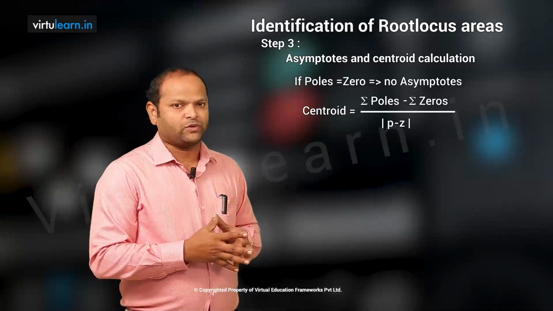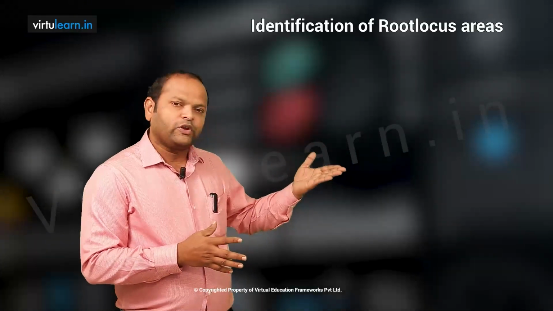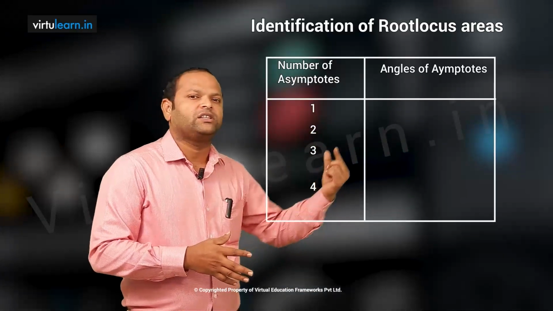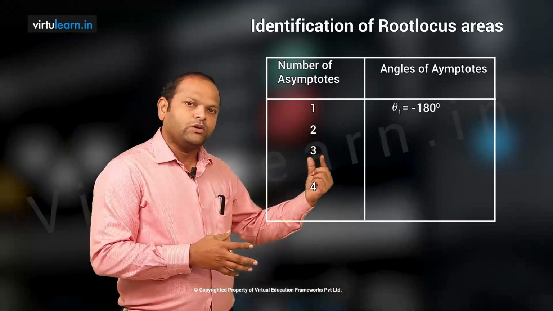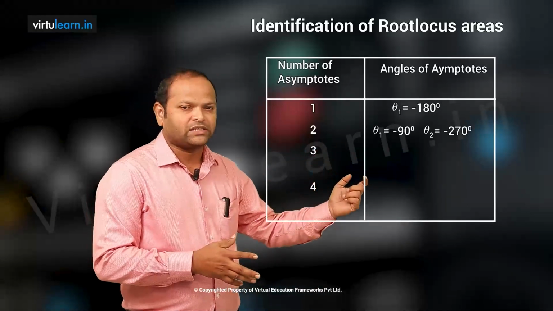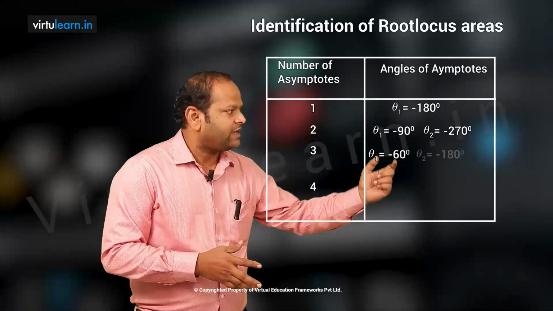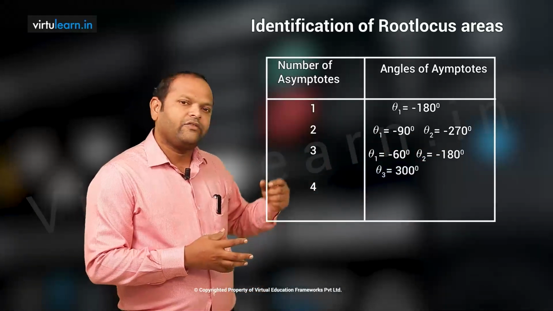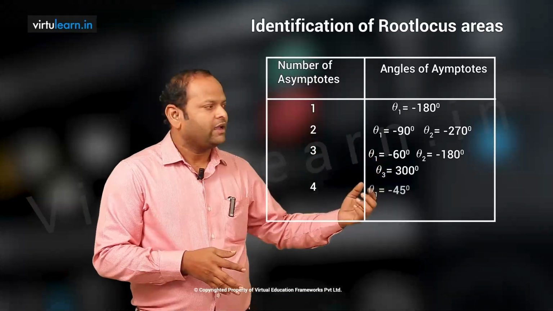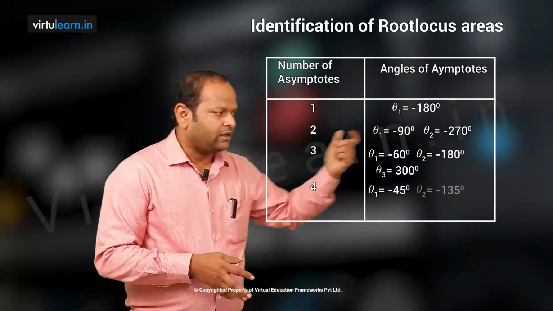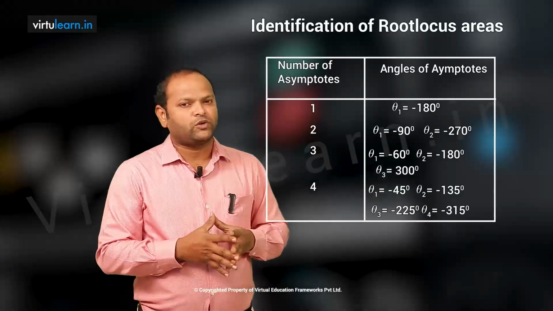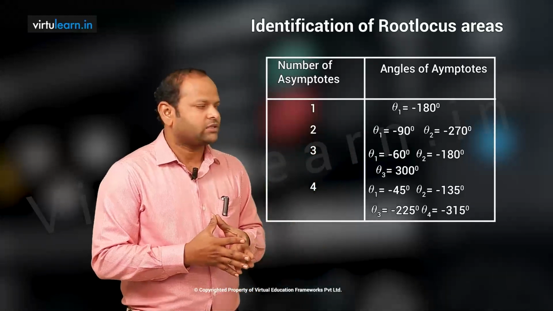Then what are the angles of asymptotes? To find the angles of asymptotes, when A is equal to 0, no angles at all. When A is equal to 1, theta 1 is equal to minus 180 directly. When A is 2, theta 1 is minus 90, theta 2 is minus 270. When A is 3, theta 1 is minus 60, theta 2 is minus 180, theta 3 is minus 300. When A is 4, we have 4 angles: theta 1 is minus 45, theta 2 is minus 135, theta 3 is minus 225 and theta 4 is minus 315. So maximum you will have 4 asymptotes in any problem while doing manual calculations.